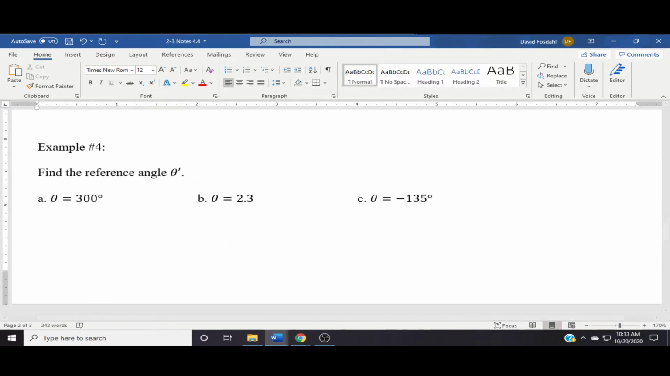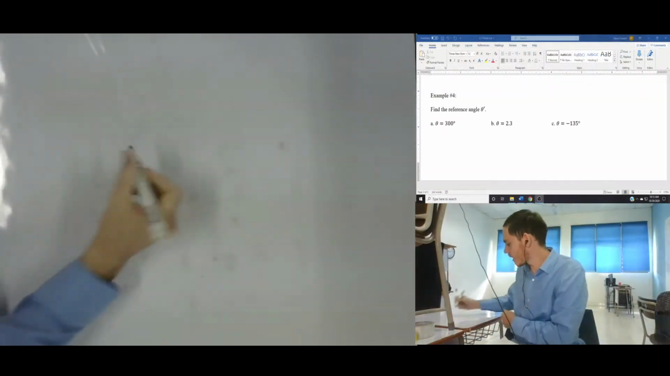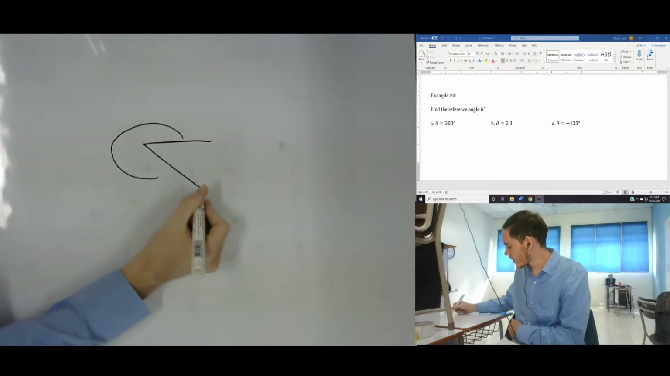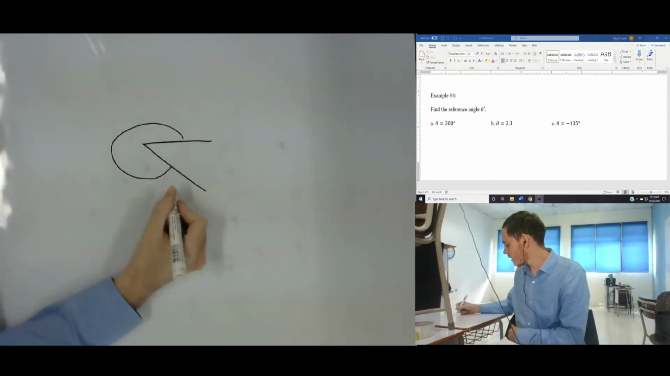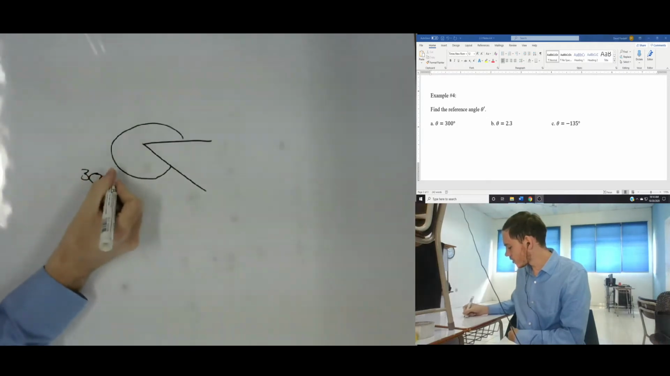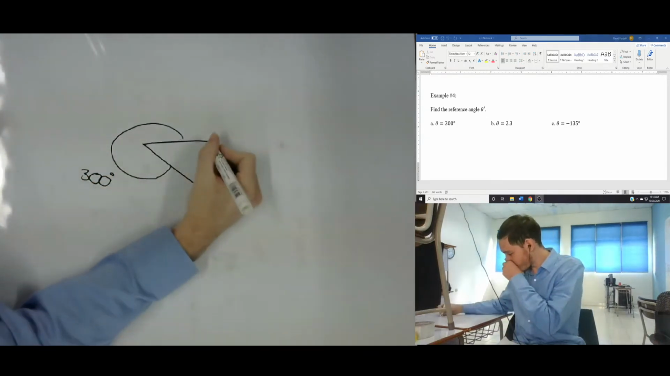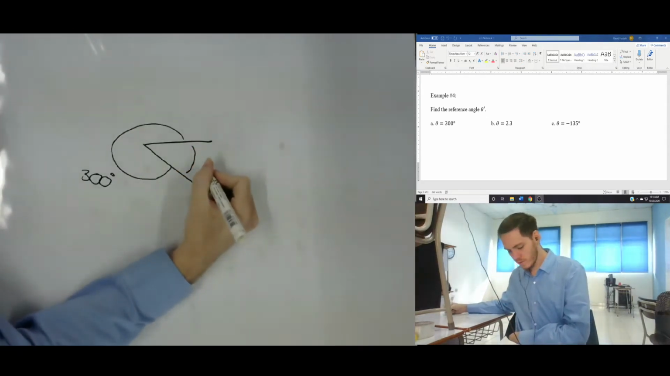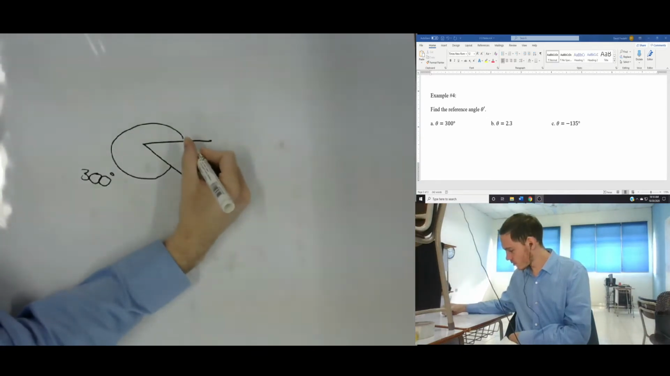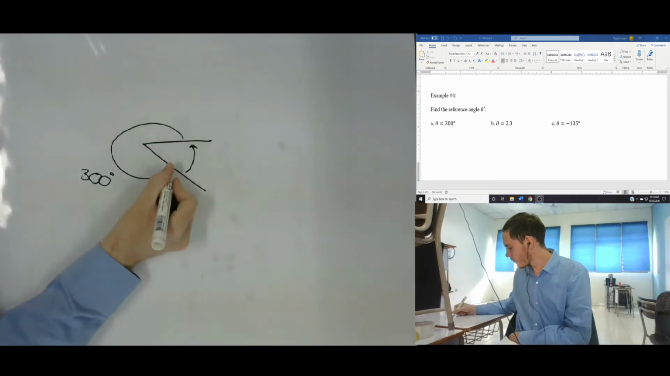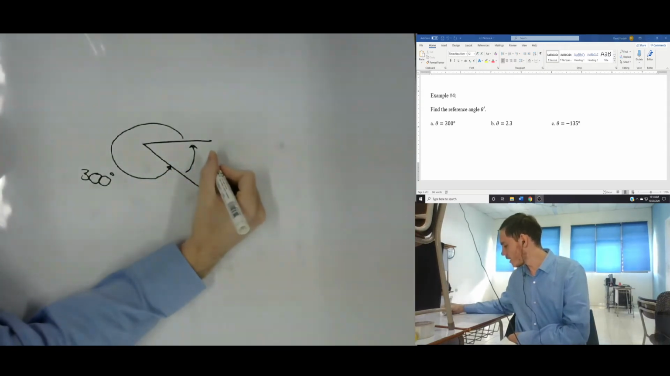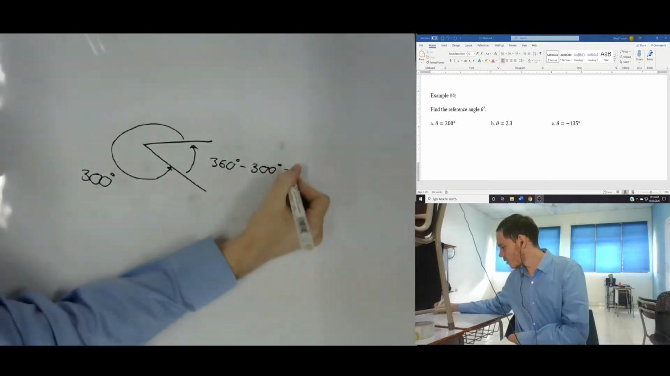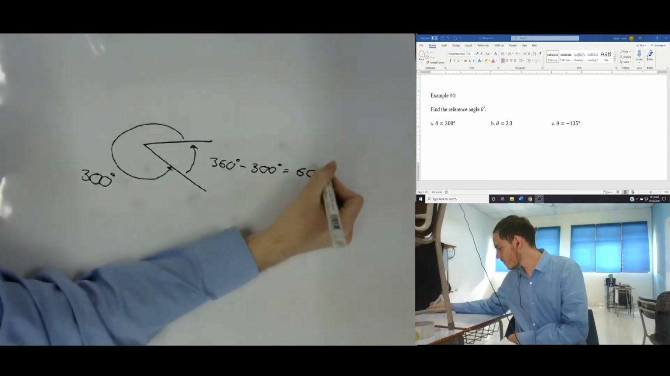So, what does a reference angle look like? Well, take an angle in standard position. Let's say this angle right here. Let's say this angle is 300 degrees. Our reference angle then is going to be this angle right here. Okay. This angle is going to be 360 degrees minus 300, which is going to give us 60 degrees.